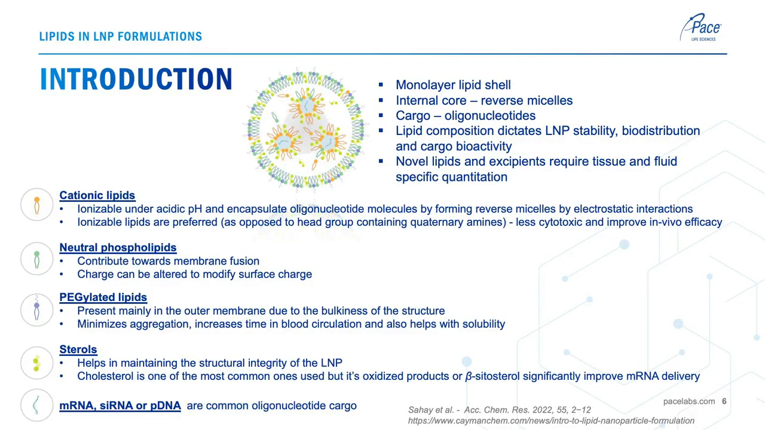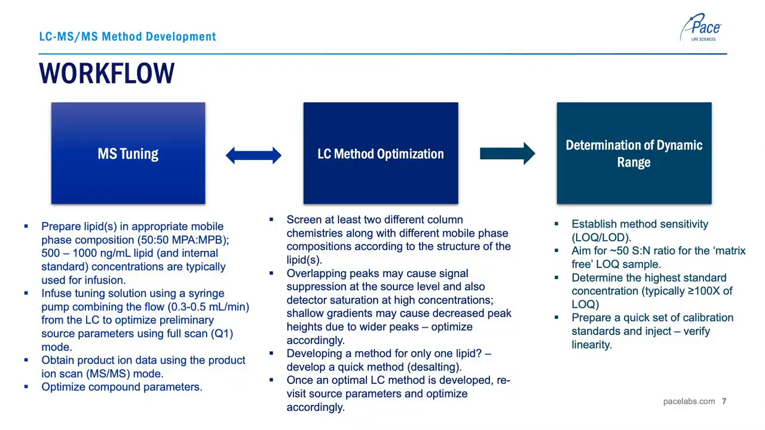Novel lipids require tissue and fluid-specific quantitation. I'll briefly go over the workflow for LC-MS/MS, or MRM, method development. Although the primary focus of this presentation will be on lipids, most of the steps that I'll be discussing here can be adapted to other small molecules and peptides as well. First and foremost, the mass spec needs to be tuned in order to obtain optimal ionization and fragmentation. Tuning will also provide us the MRM transitions for the lipids.